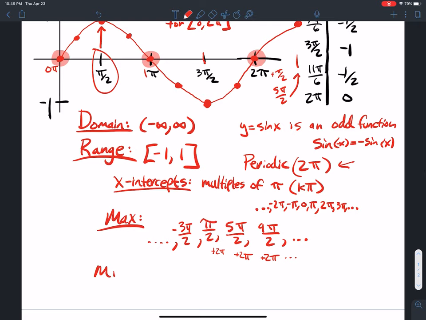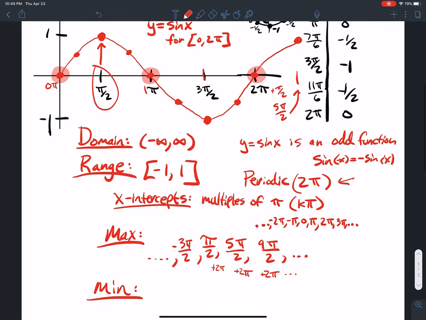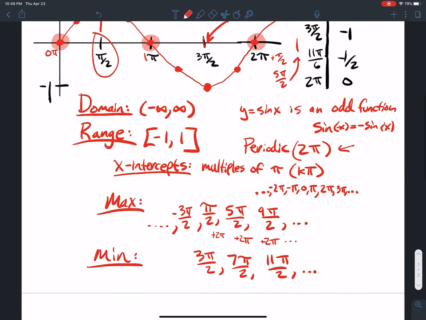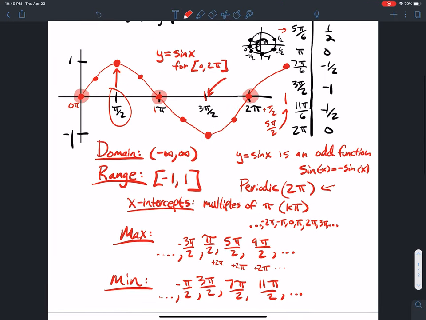Same with the minimum value. The minimum value looks like it's at 3 pi over 2. All we have to do to get to the next one is add 2 pi. So that gets me 7 pi over 2. Add 2 pi again to get 11 pi over 2, and keep going. Going the other way, subtract 2 pi, which gets you negative pi over 2, and you can keep going forever and ever. So those are all my minimum values. This summarizes some important characteristics of the sine curve.